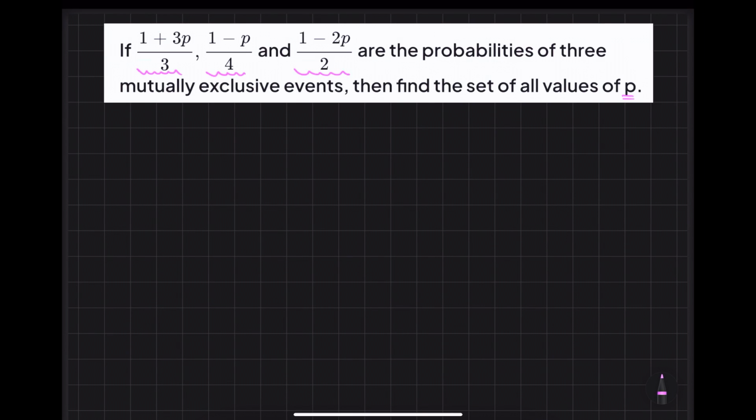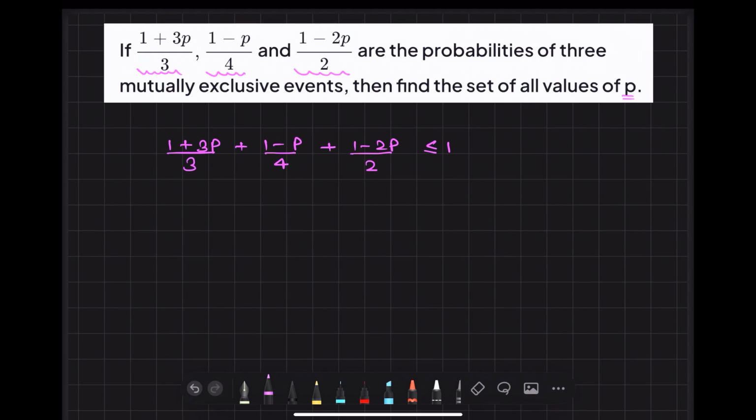So suppose that these are three probabilities of something. Can I say that (1 + 3p)/3 + (1 - p)/4 + (1 - 2p)/2 should be less than or equal to 1, because the maximum probability can be 1 only.